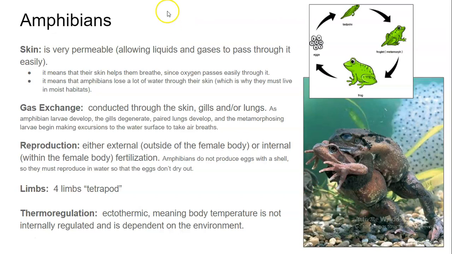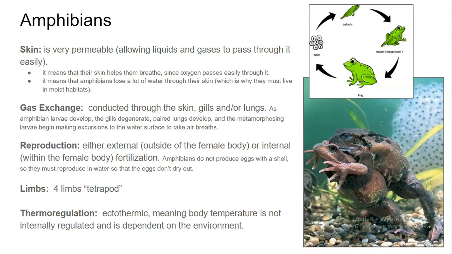Some traits about amphibians: their skin is very permeable, which is why they're at such a risk for pollutants in the water, because the water goes right through their skin, and this allows liquids and gases to pass through it easily. They use their skin to help them breathe, since oxygen passes easily through it. And it means that amphibians lose a lot of water through their skin, which is why they have to live in moist habitats.